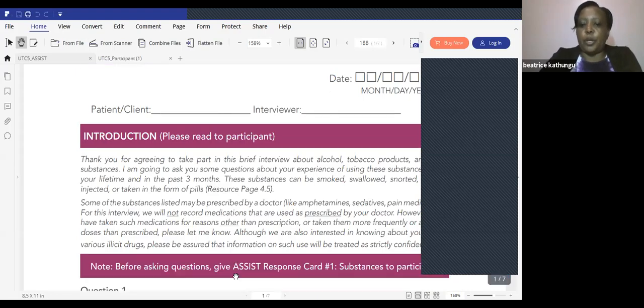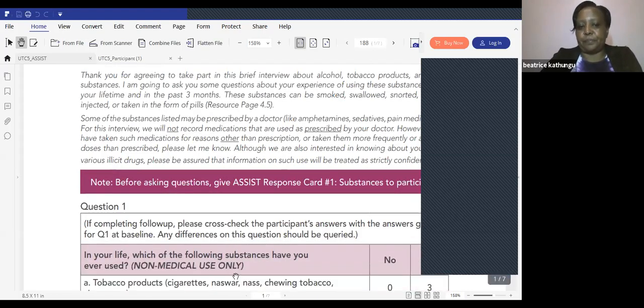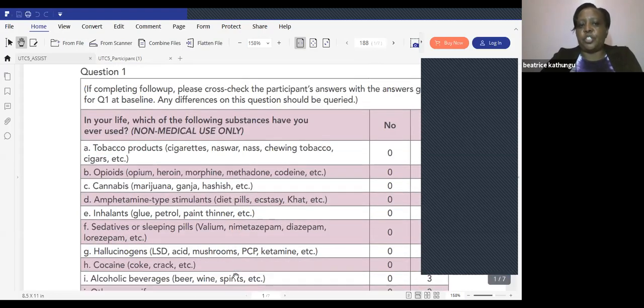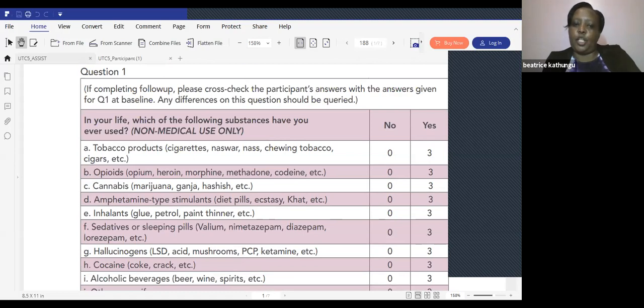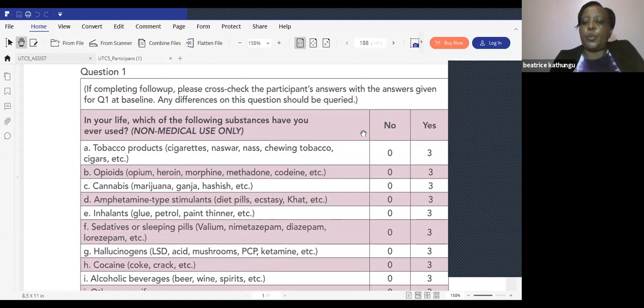So George, now we are going to go to question number 1. So George, question number 1, I'm going to be asking you to look at this response card number 1. So this card has a list of substances, like we said, and like you can see. So looking at this list, I will ask you about each of these substances. And when you give me your answer, I'm going to make a mark on this score sheet.